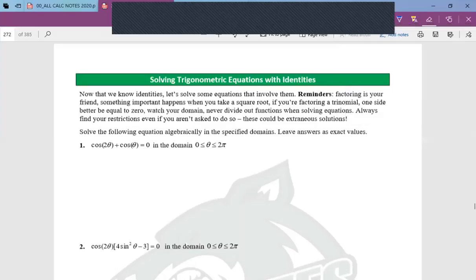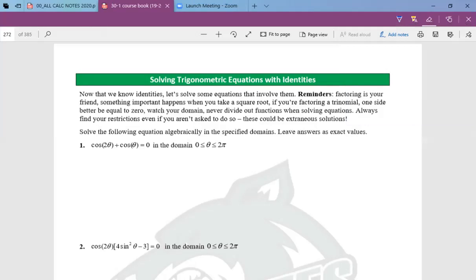All right, so here we get started on our next section. This is 4.8, solving trigonometric equations with identities, page 272 of your workbook. And here we go. This is the culmination of what we've been doing for the last few lessons, everything that we've been doing with trig identities.